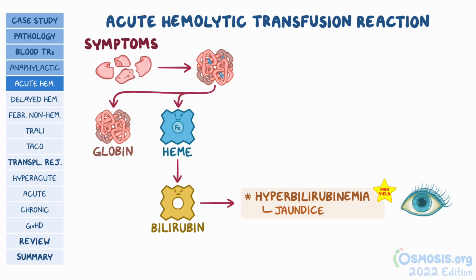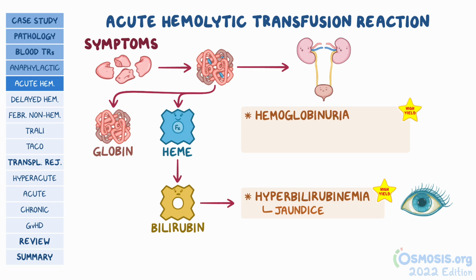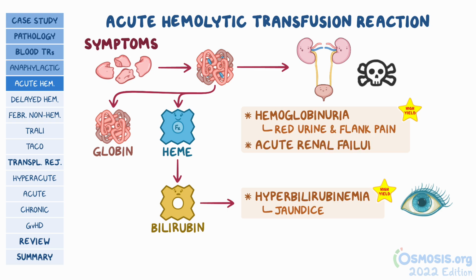On the other hand, some hemoglobin can reach the kidneys to be excreted in the urine, which is known as hemoglobinuria. As a result, individuals with acute hemolytic transfusion reaction may present with red urine associated with flank pain. In addition, free hemoglobin is toxic to the kidneys and can cause acute renal failure.